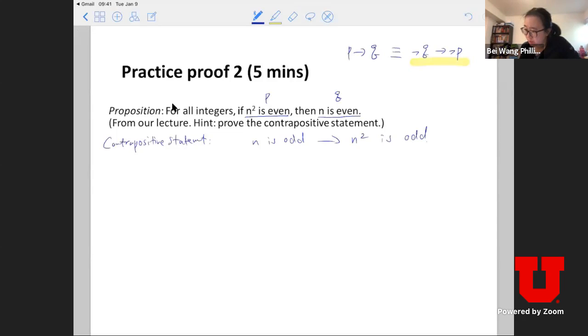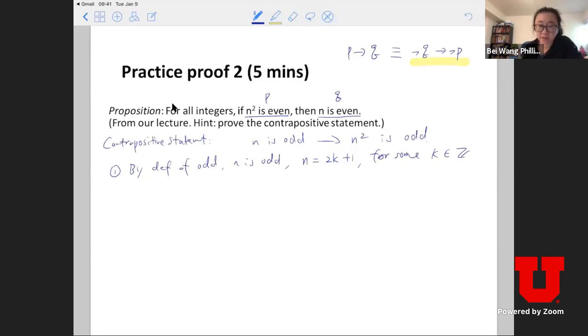Okay, so there's a few steps. Number one, by definition of odd integer, n is odd. That means n is equal to 2k plus 1 for some integer k. Okay, this is by definition of odd. Step number two is now because n is equal to 2k plus 1, we can use the substitution. So by substitution, we are looking at n squared.